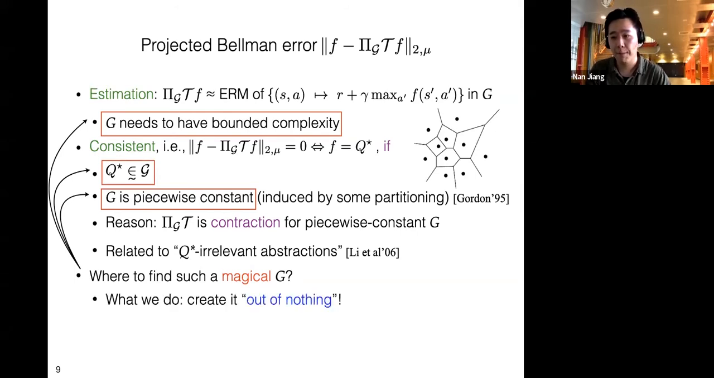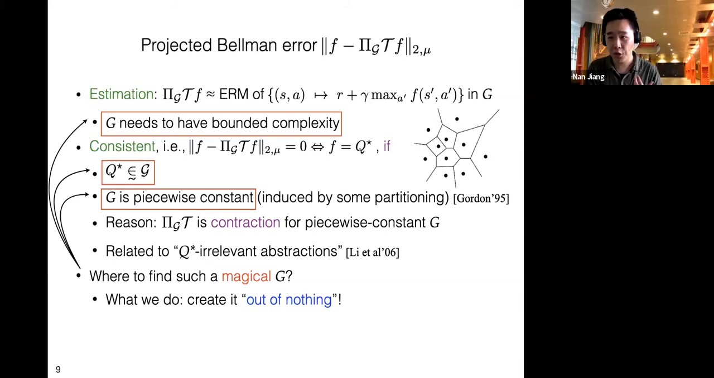So the core idea of our work is that I will show you how we can create this G class basically out of nothing. We don't require this as an additional input from the user, but rather construct it automatically from the candidate functions.